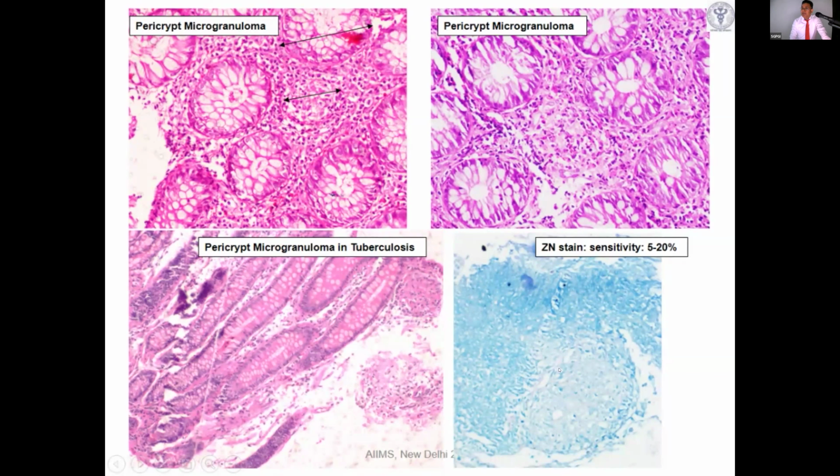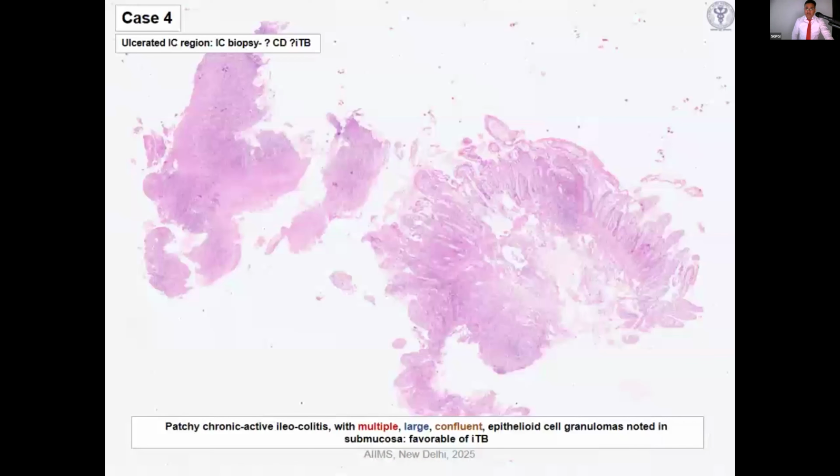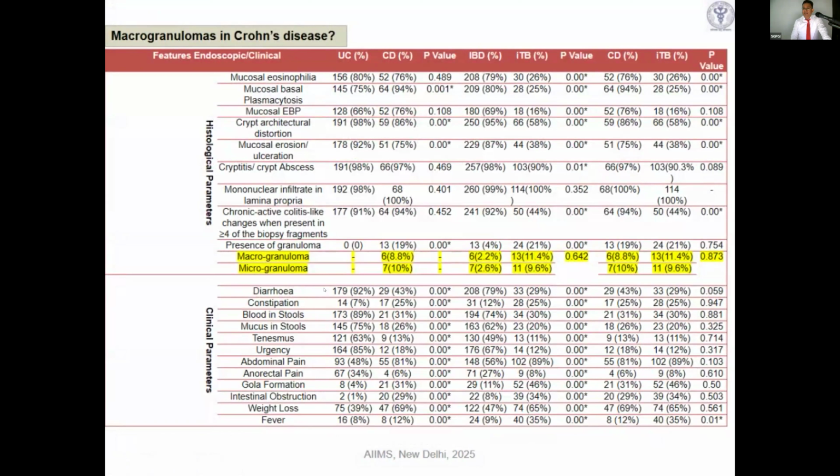And if AFB is positive, then it is tuberculosis, obviously, but positivity is very low because intestinal tuberculosis is a paucibacillary disease. So what is the diagnosis in this case? Look at these different colored words because these are the terminologies we should use. So this is a patchy chronic active ileocolitis with multiple large confluent epithelioid cell granulomas in the submucosa. Features are favoring ITB. So that was the diagnosis given in this case.